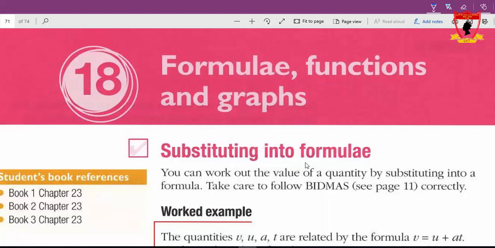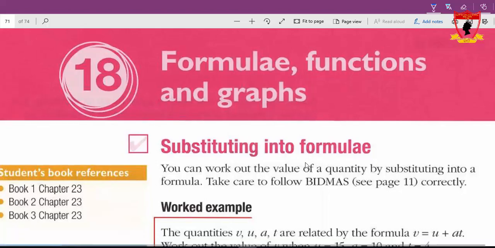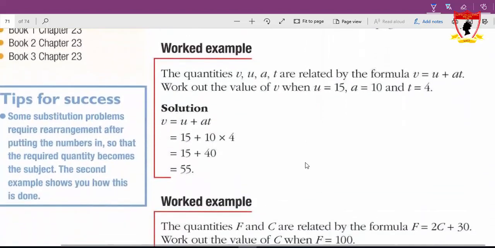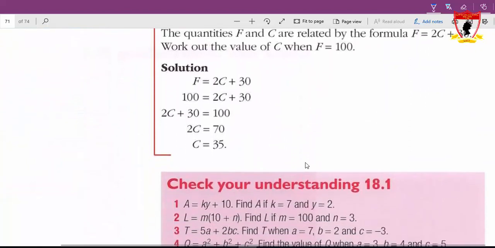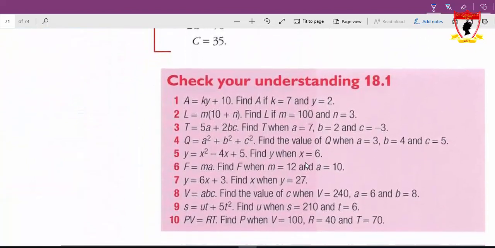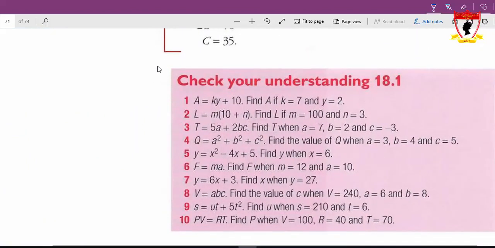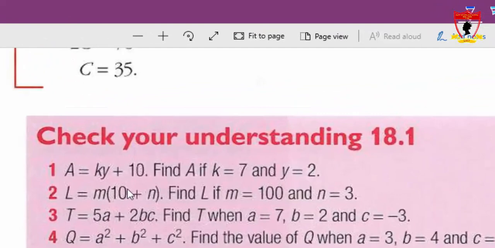This is revised for checkpoint book, and this tutorial is about formula, functions, and graphs. As we go along, I'm going to give you some hints and some tips and tricks to deal with formula, functions, and graphs. The first set of exercise, here we have some formula and some variables in the formula are given. We just have to substitute.